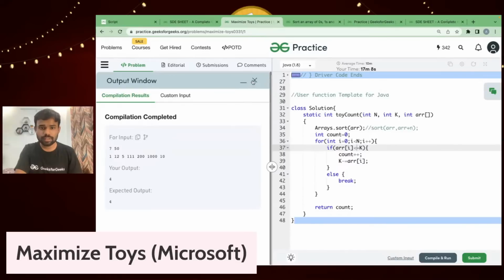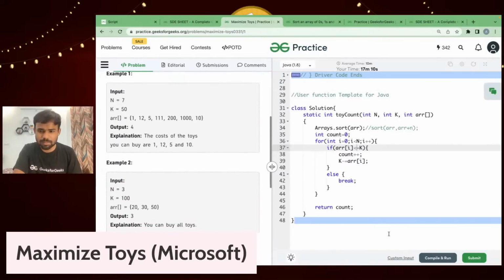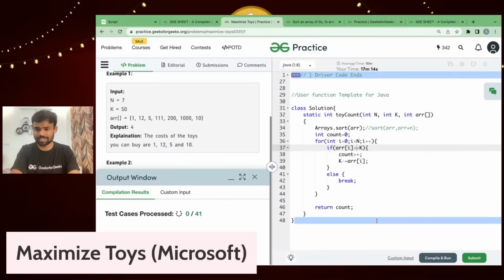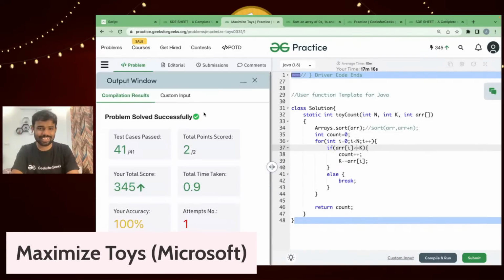Let's submit it. Is there any other approach? No. Let's submit it. Yeah, thanks, Abis. Exactly, you reversed it. Okay, you have solved it.